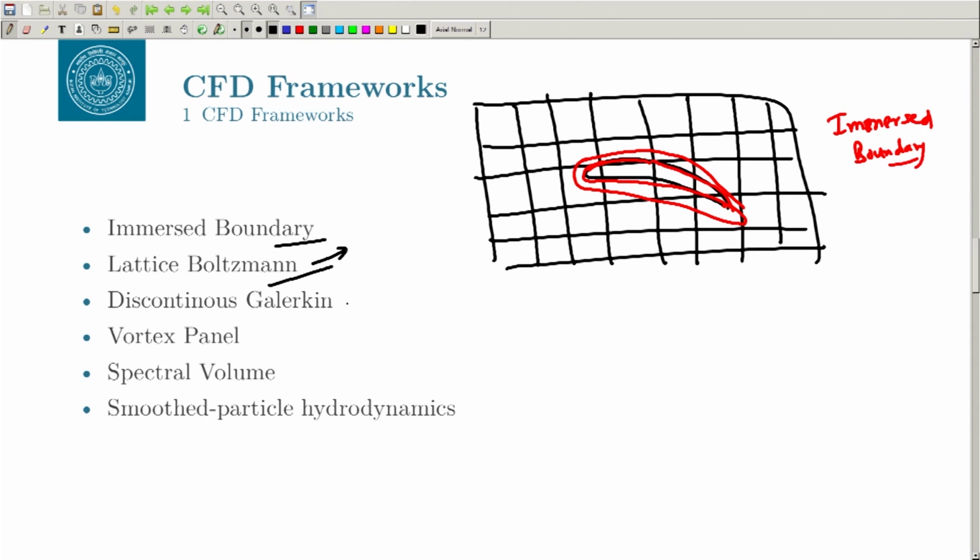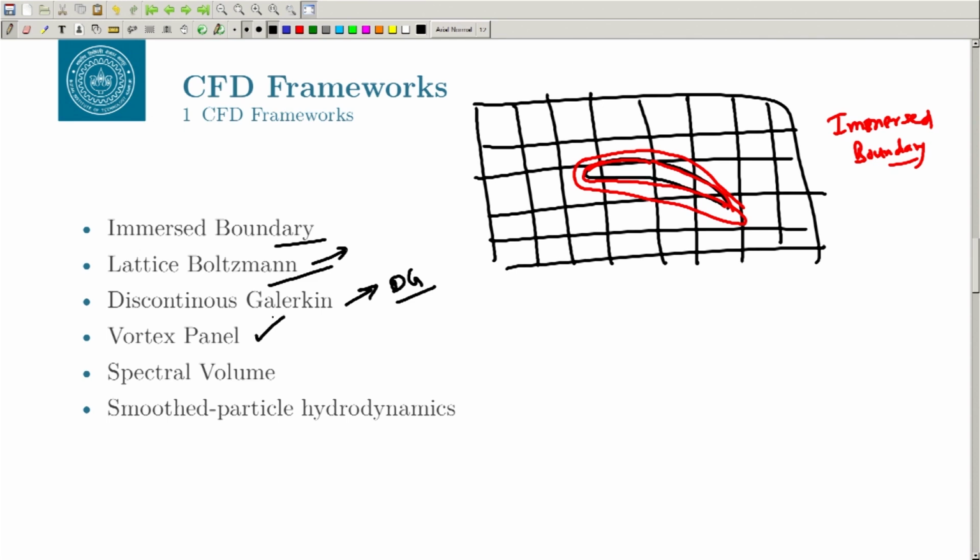You can have the discontinuous Galerkin approach, also called the DG approach. This is actually like the finite volume approach, but then you also have the polynomial inside that, so that you can increase the order of accuracy inside every single volume. You can have the vortex panel method. This is basically a low order method.